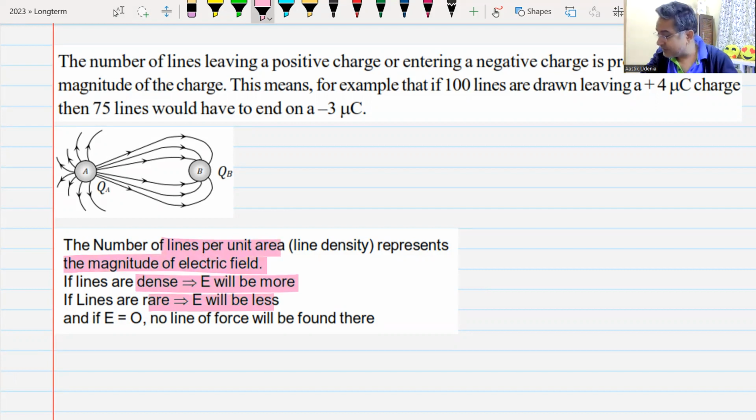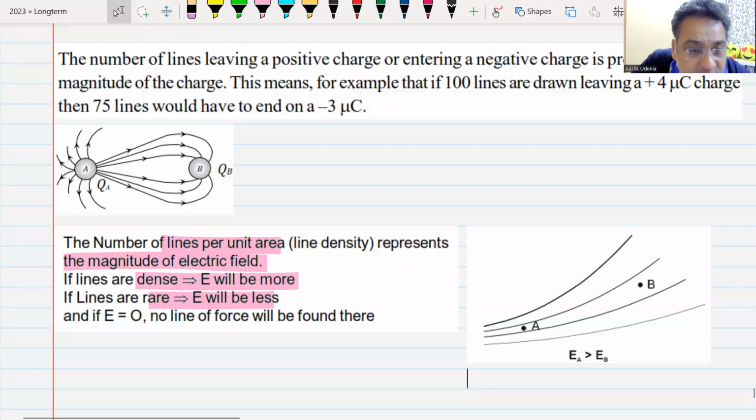Looking at the diagram, can you tell me at which point the electric field is more and at which point it is less? E will be greater. Which point has more electric field? At point A, sir. At point A the electric field is more, and at the other point it is less. Do we understand this? Everyone understands this? Okay, I'll give you 2 minutes to note this down.